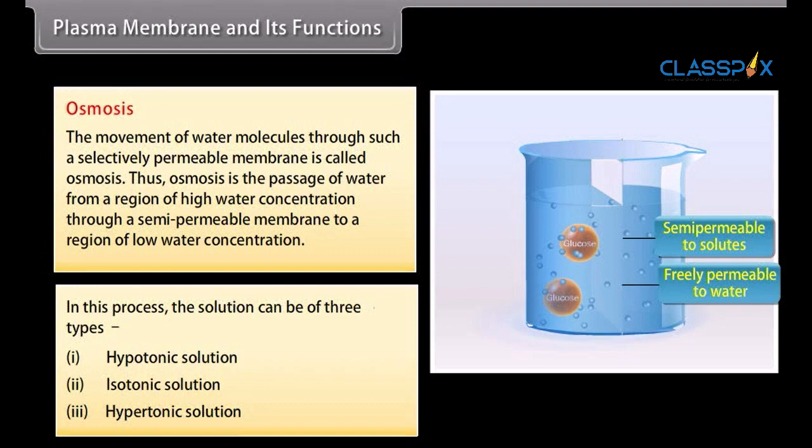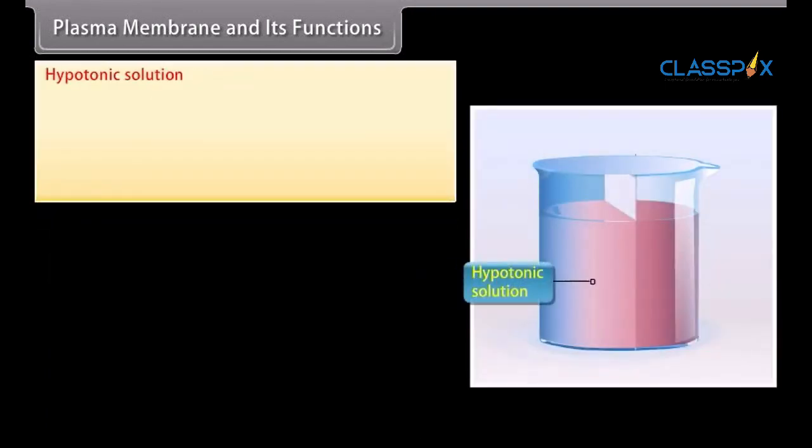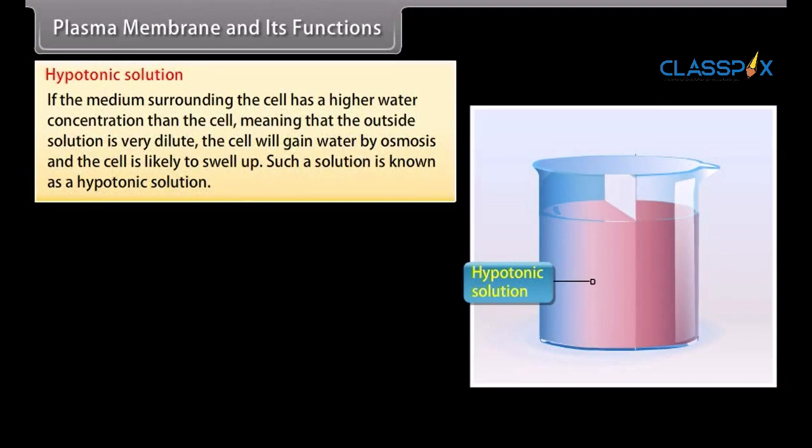Hypotonic solution. If the medium surrounding the cell has a higher water concentration than the cell, meaning that the outside solution is very dilute, the cell will gain water by osmosis and the cell is likely to swell up.